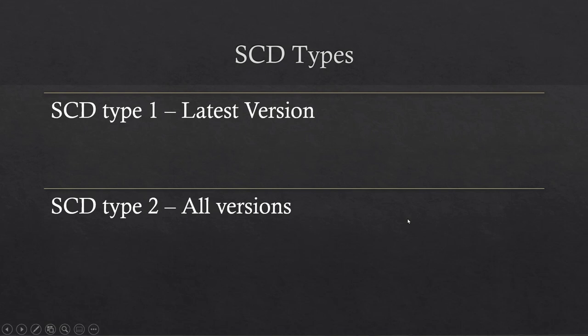Type 1 means we are keeping only the latest version of data. For example, the data that we took in, the first time the record 1 had address as Pune, on day 2 it became Bangalore. But we are not interested in keeping the version of data. So what we are doing, we are just keeping the latest version which says that the address is Bangalore. So that is known as SCD type 1.